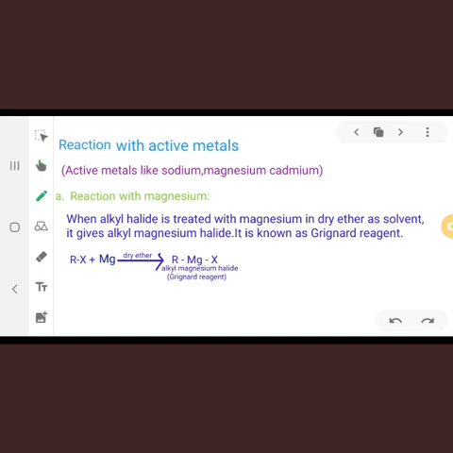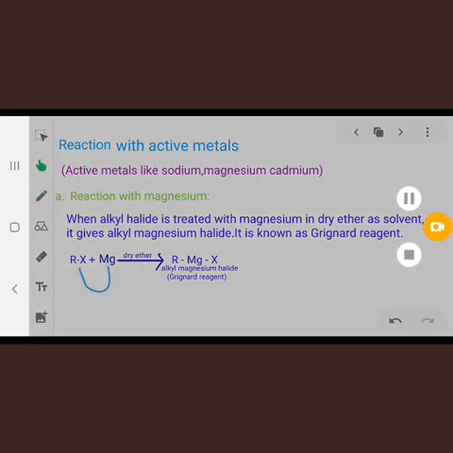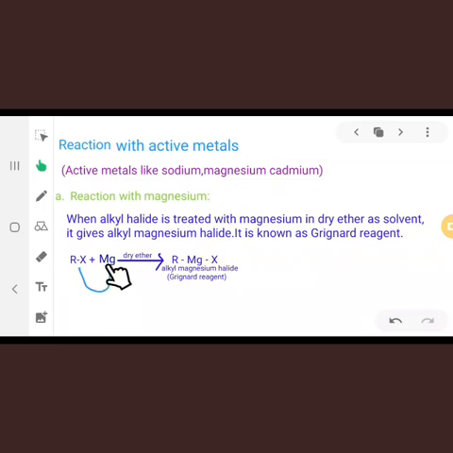Okay, and here what happens? See, this magnesium will get added in between the R group and halogen, meaning alkyl group and halogen. Magnesium will get added in between these two groups. Okay, so see here RMgX. R for alkyl, Mg for magnesium, X for halide, which is called Grignard reagent. Understand? Let us see one example so you will understand it clearly.